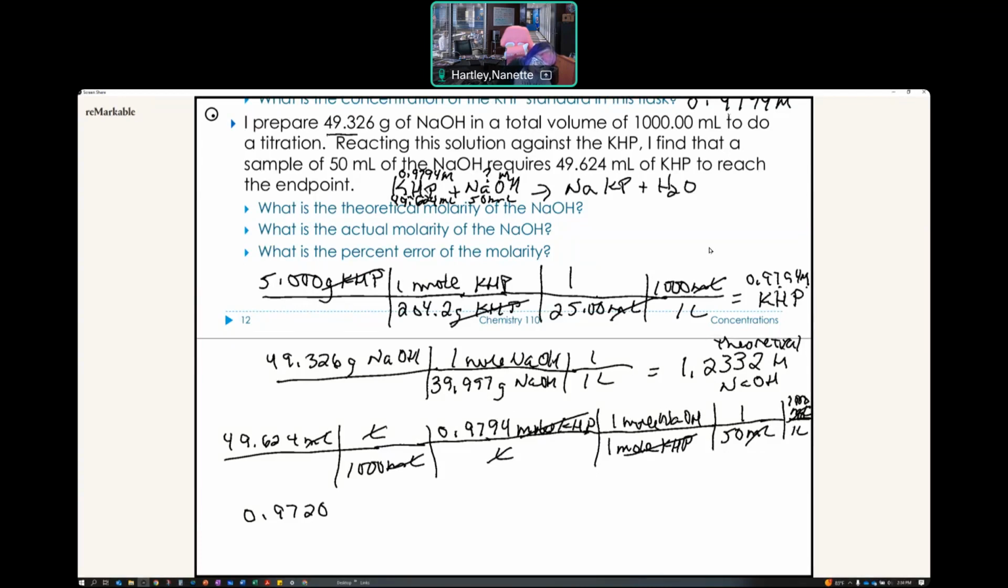0.9720. And looking at what I have, 5 sig figs there, 6 sig figs there, 5 sig figs there and 2 right there. So in theory, this should actually only be reported to 0.97 molar.